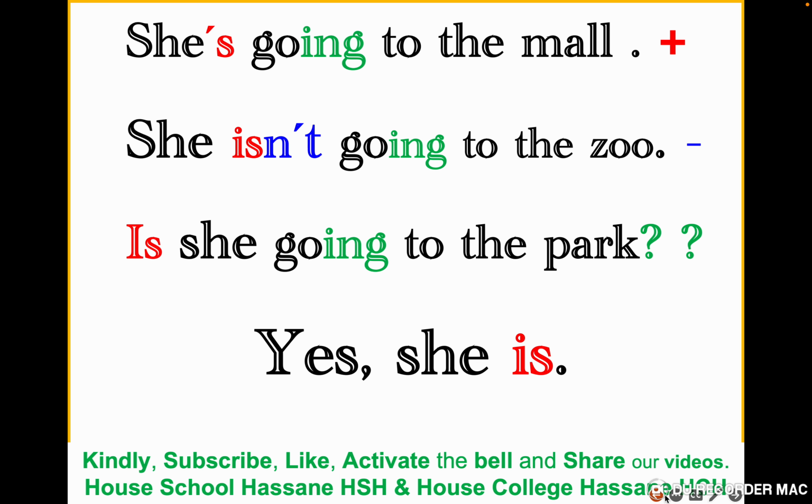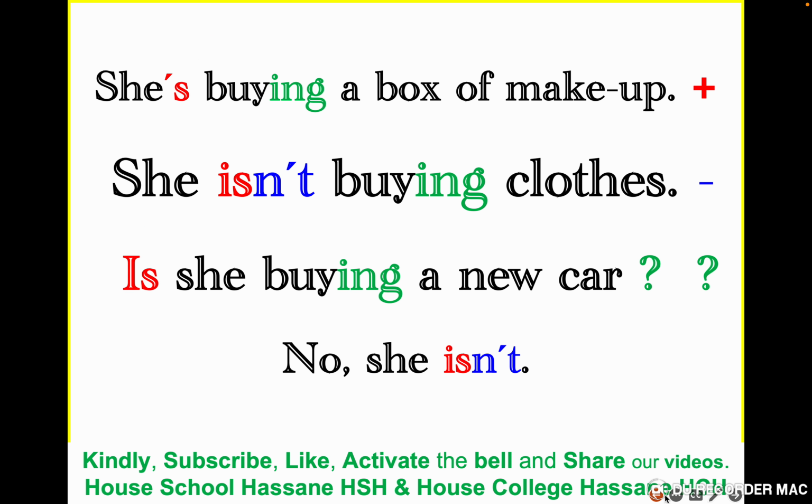She's going to the mall. She isn't going to the zoo. Is she going to the park? Yes, she is. Let's repeat after me these examples. She's going to the mall. She isn't going to the zoo. Is she going to the park? Yes, she is. Let's go to the next verb.